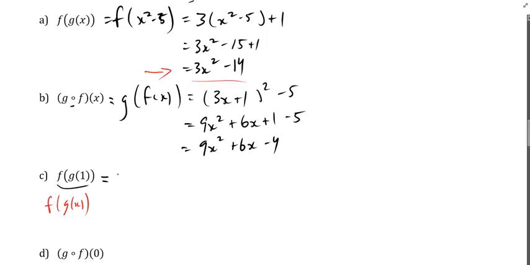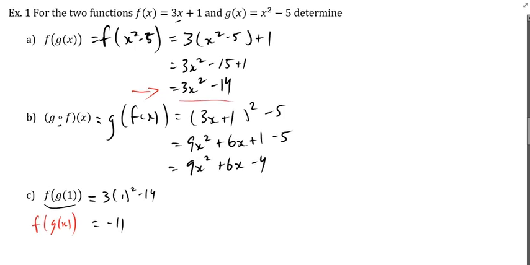That's one of the things we could do. So this equals 3 times 1 squared minus 14. So that's 3 minus 14, which is negative 11. But this should be the same as g(1), which is 1 squared minus 5, which is negative 4.